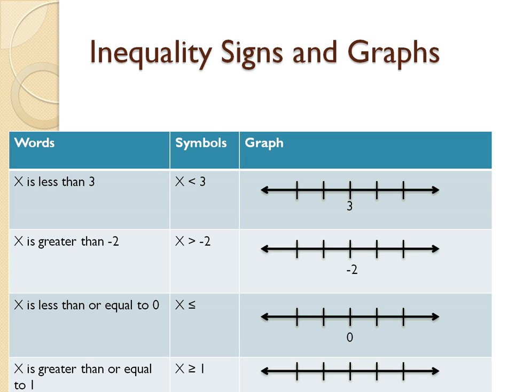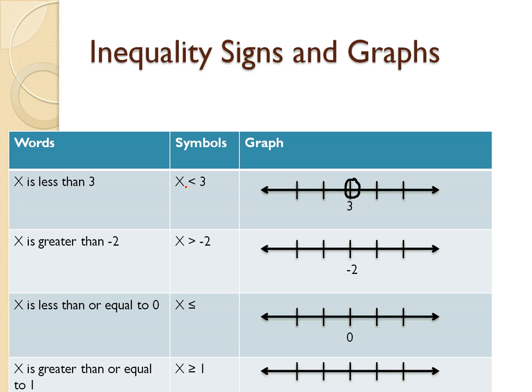These are all the inequality signs and the graphs of some examples. So I have here x is less than 3. So we would use the less than sign, x is less than 3. And on a graph, to show this, we would show the less than sign by drawing an open circle. And then we would draw an arrow pointing to where all the solutions lie for this inequality.